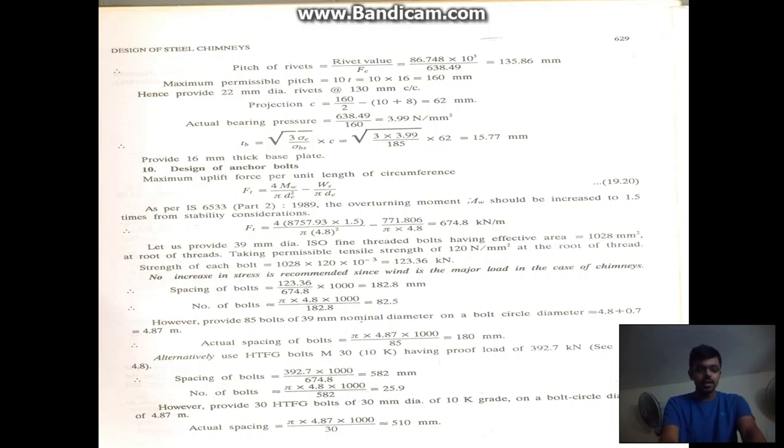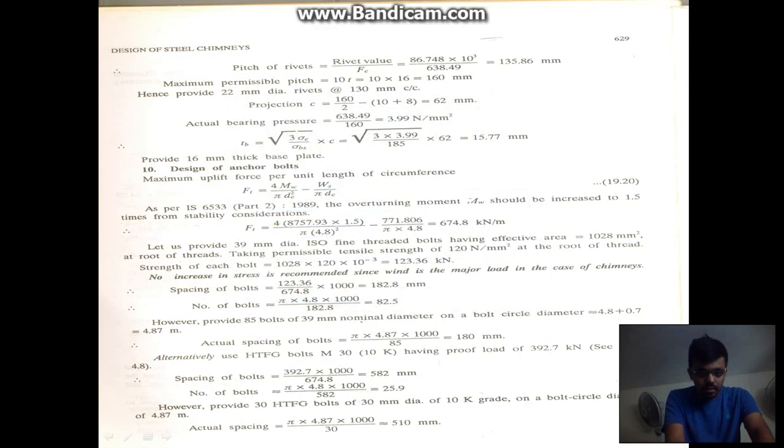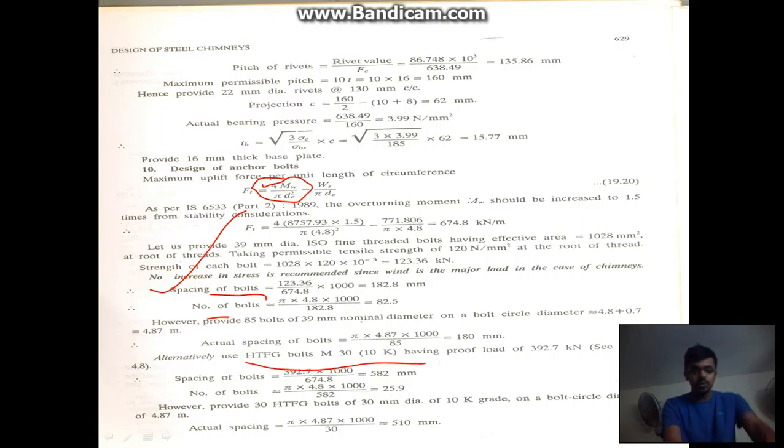And at the end, we need to design the anchor bolts for the uplift force. For that we are going for this formula, which has come from IS 6533 part 2, 1989. From this formula we have calculated the number of bolts and the spacing of bolts, and we have provided M30 bolts.